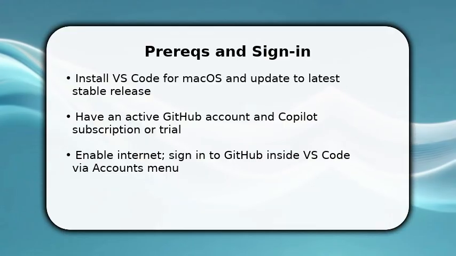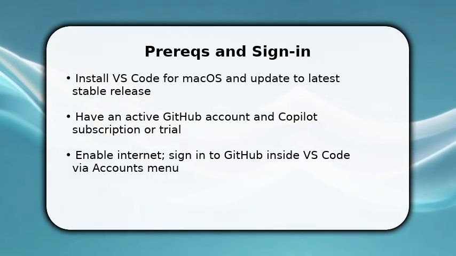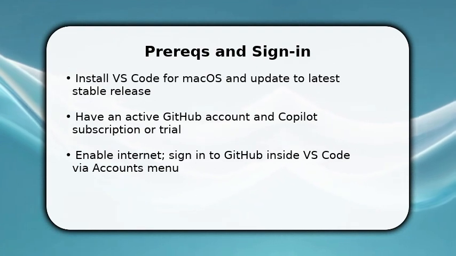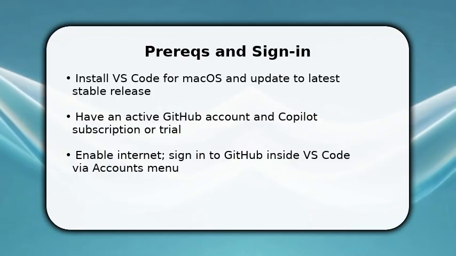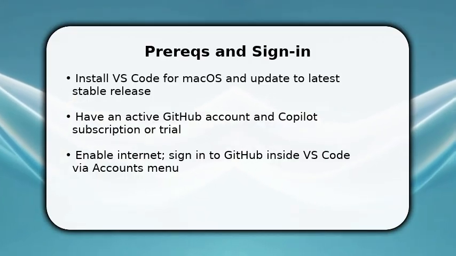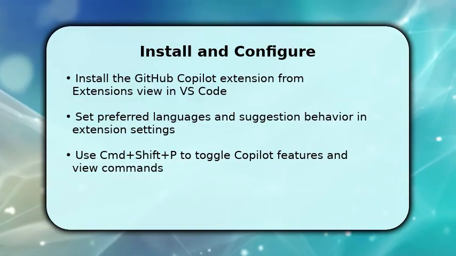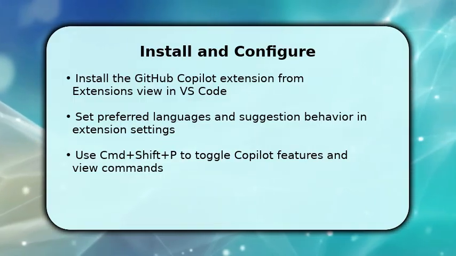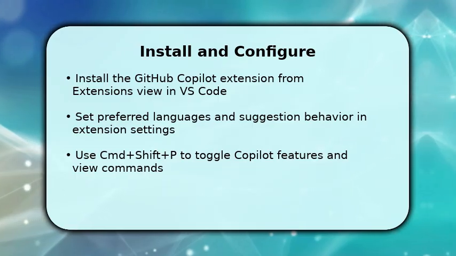This streamlines authentication. After signing in, restart VS Code so the Copilot extension can register and prepare suggestions for your code files. Next, install the GitHub Copilot extension from the extensions view and wait for it to activate. Once active, open Settings and configure languages, suggestion insertion mode, and telemetry preferences.